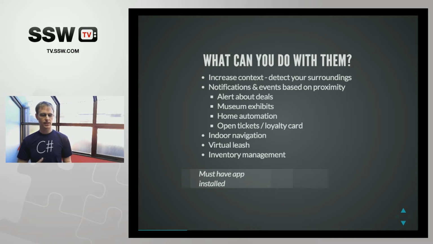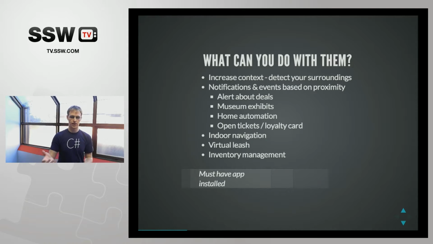And opening tickets and loyalty cards. So Passbook integrates with iBeacon. So there are people that when you walk up to a gate, it can detect that you're there and open up your ticket, or if you walk up to a counter, it can open up your loyalty card for them to scan. But if you take things a bit further, there are some possibilities around indoor navigation.